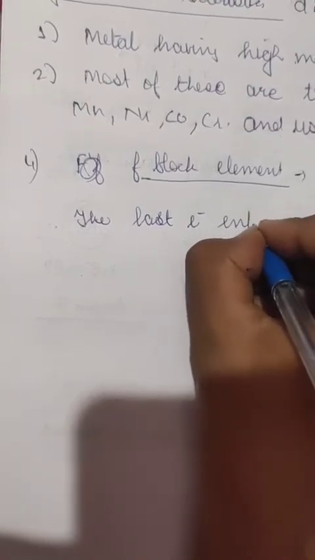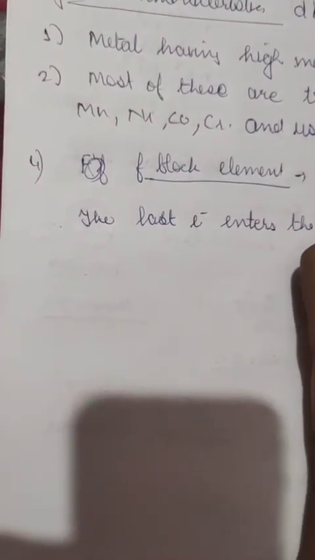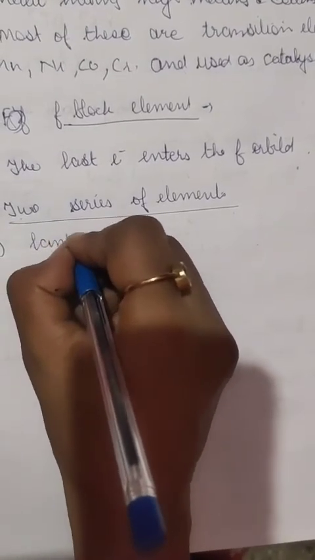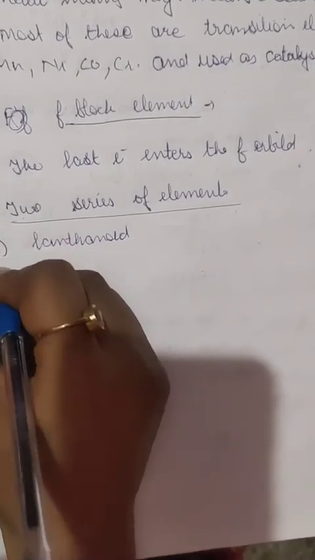So these f-block elements are those elements in which the last electron enters the f orbital. These have two different series. The first is the lanthanide series, and the other one is the actinoids.